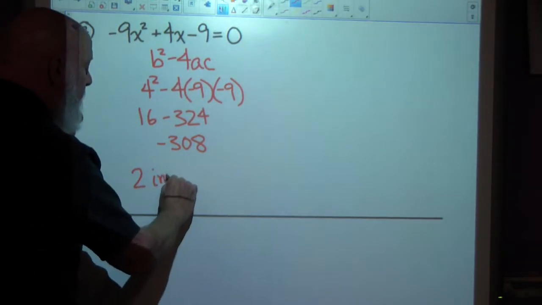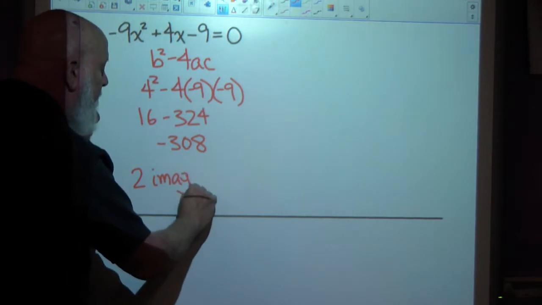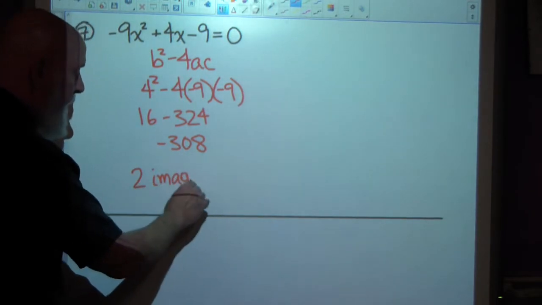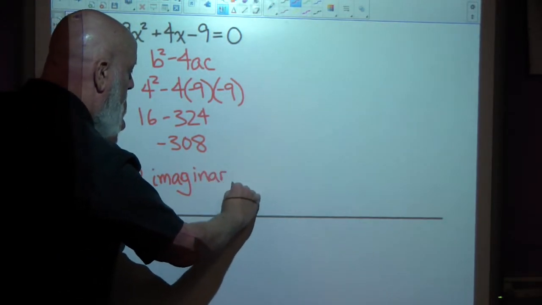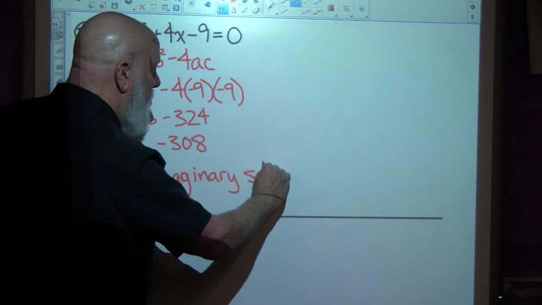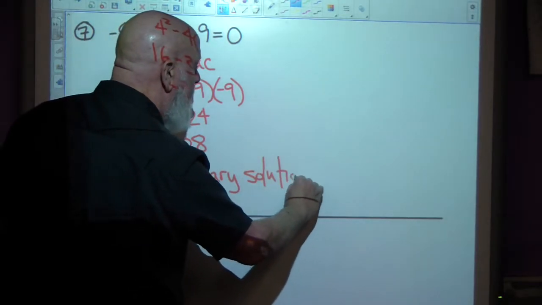Because we would be taking the square root of a negative value, which puts us in the realm of the imaginary. And that's what we're doing today.